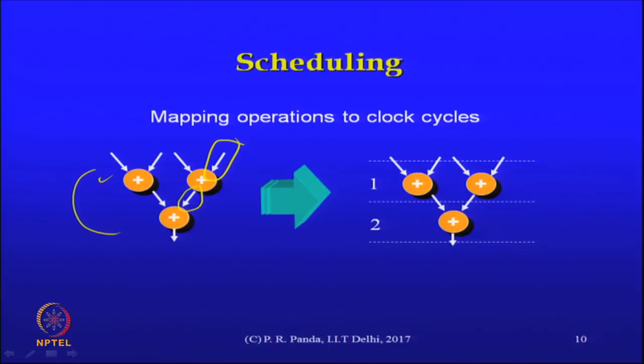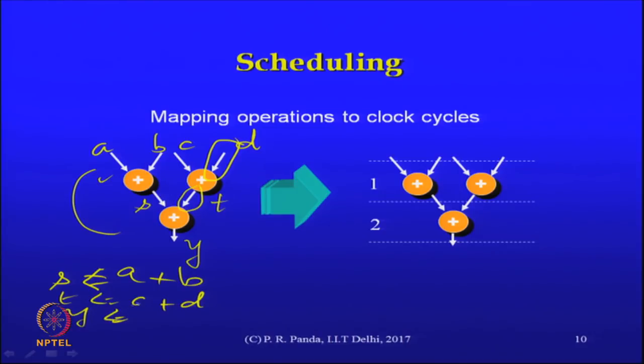It represents a dependency between the operations. You may have these operands as A, B, C and D, right, and you may have an S and a T and a Y. The statements in the HDL from which such a structure might have been inferred could be that you have S equals A plus B and T equals C plus D, Y equals S plus T. So, some such set of statements might have been there from which we derived that graph.